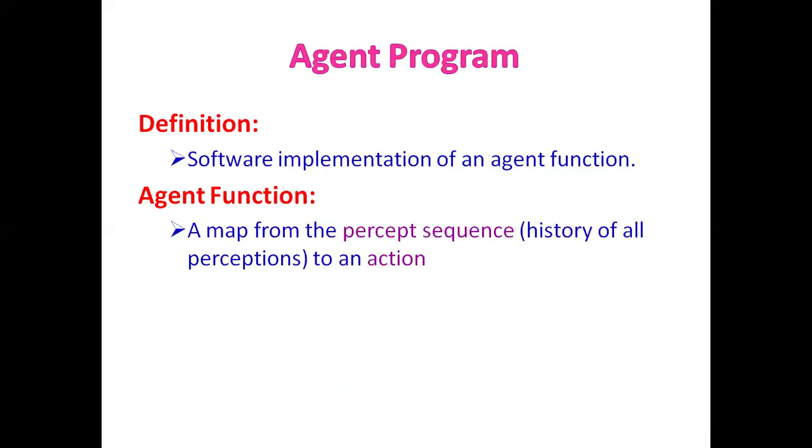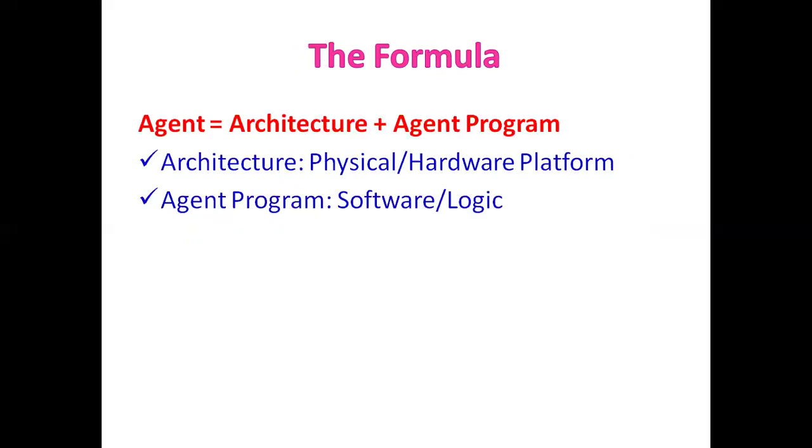Next, agent program. What does it say? The agent program is the software that implements the agent function, processing sensory input to determine appropriate actions. It runs on the hardware to drive the agent's behavior based on its perception. And what is the function of the agent function? The agent function maps the sequence of all past perceptions to an action, that is, the history of perception. It defines how the agent should respond based on its history of interactions with the environment.